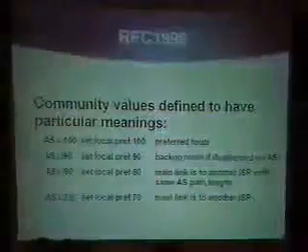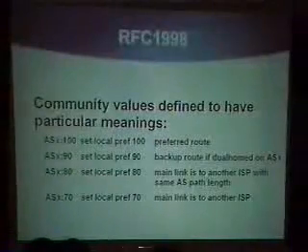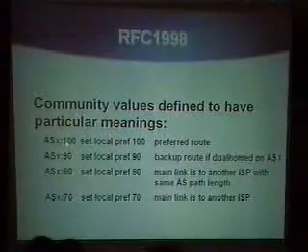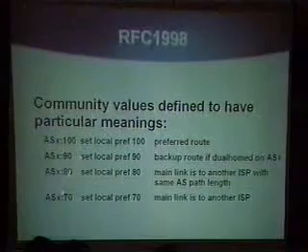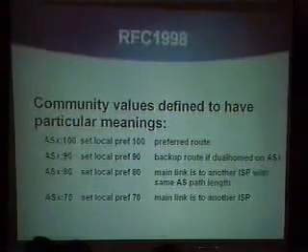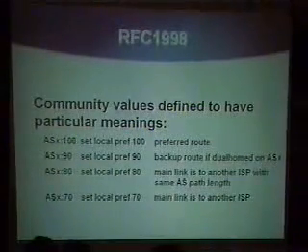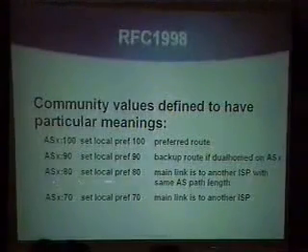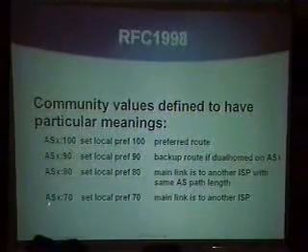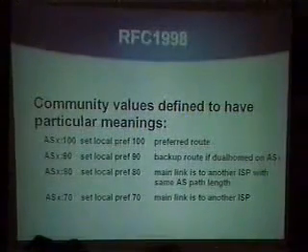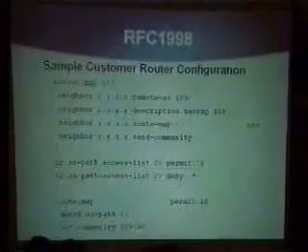These 4 communities had a particular meaning. Your AS number, :100, if your customer sent you this, it became the preferred path. If your customer sent you your AS :90, it was backup route if they were a dual home customer. 80, this was main link was to another ISP with the same AS path length, and 70 was main link to another ISP. So those were the 4 definitions.